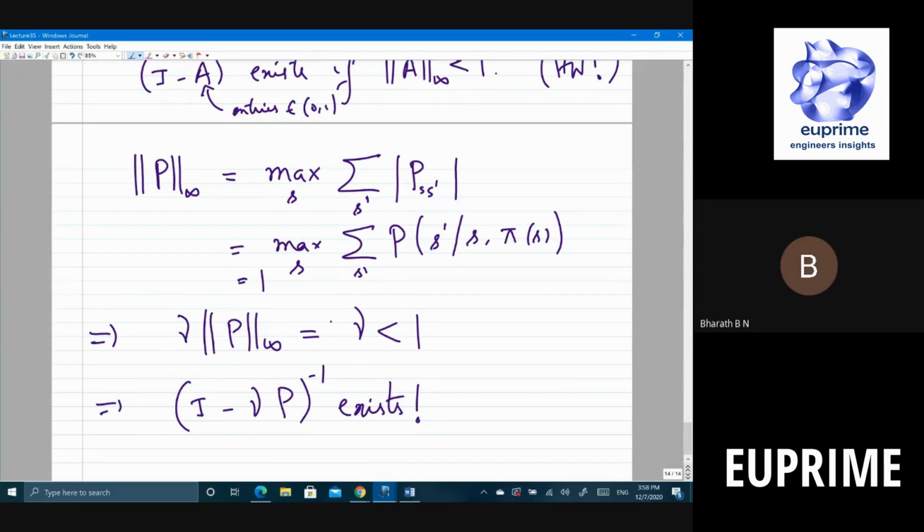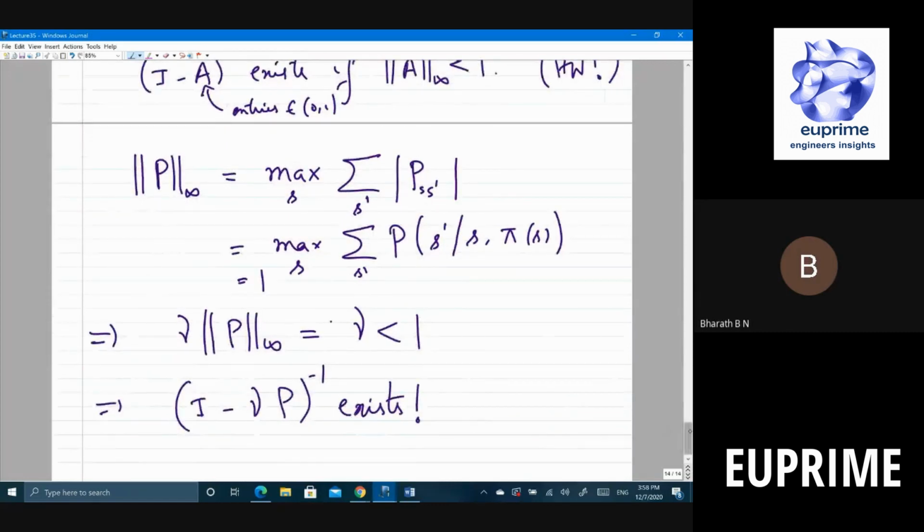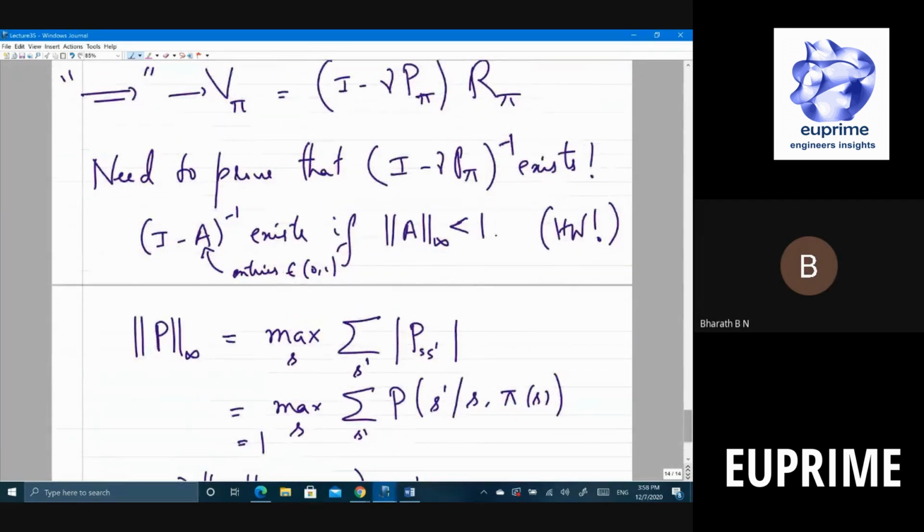Okay. So there might be a few gaps here, but you should figure out from basic linear algebra. This is fine, right? The infinity norm is less than 1. If you look at the infinity norm, it's essentially the max of the sums of the rows. That means all the row sums should be less than 1, right?